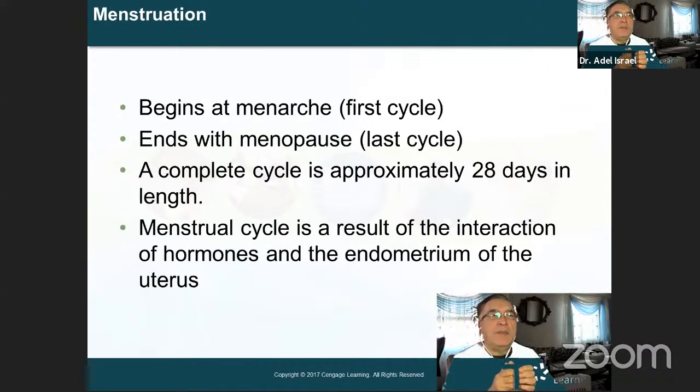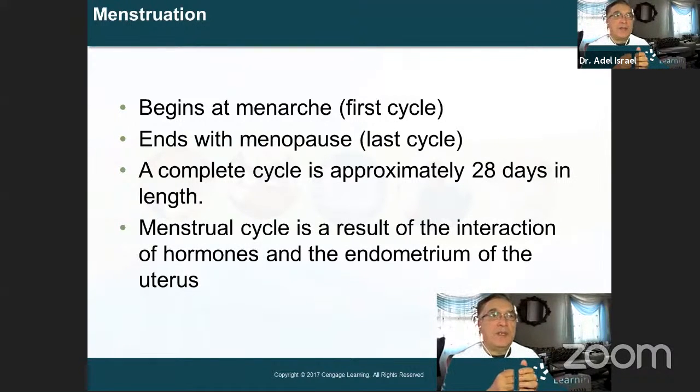And what is menopause? Menopause is the last menstrual cycle, and this can change from person to person. It can be early menopause around the age of 35, for example, or sometimes people keep menstruating till the age of 65, and this will be an exception.